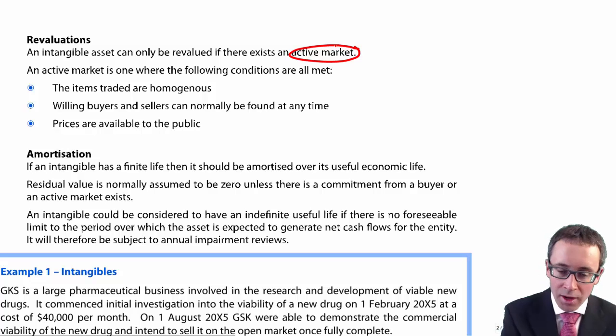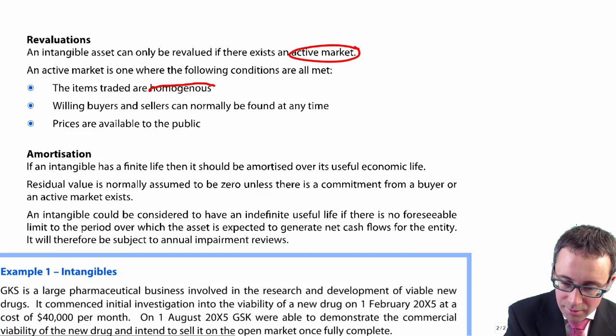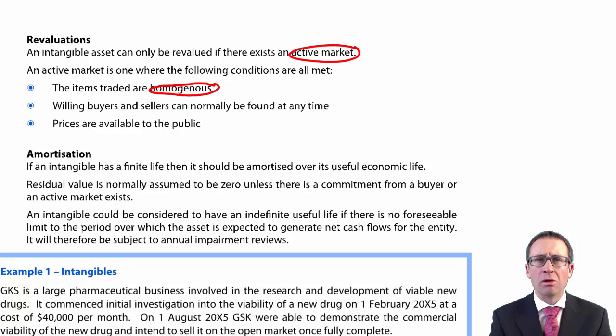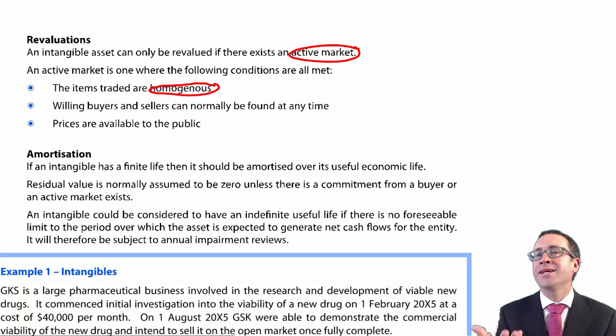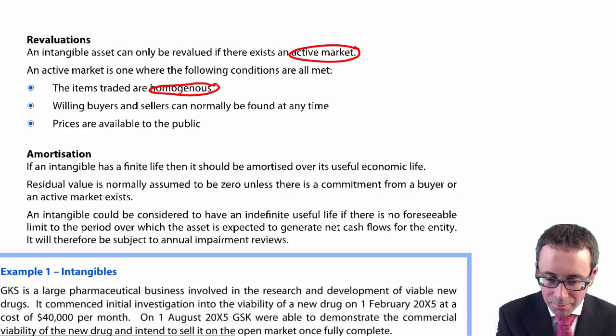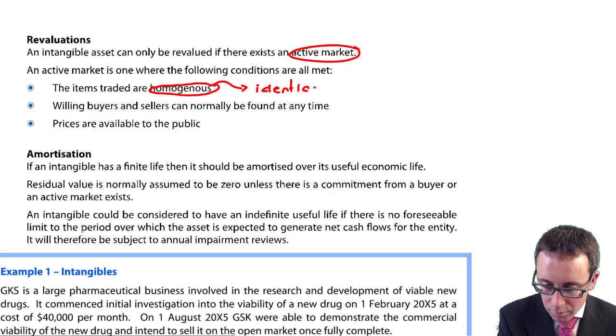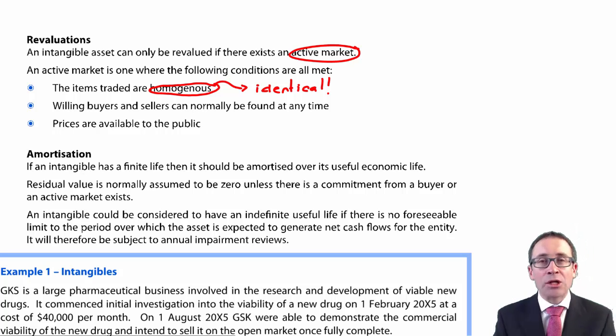Essentially, an active market is where the items traded are homogeneous. What a ridiculous word that is. I thought it was meant to be an international accounting standard. How many of you out there in the world, away from the native English speakers, know what the word homogeneous means? Speaking a bit of French, I don't know whether homogeneous is the same, but I wouldn't have a clue. But homogeneous, to you and I, to keep it simple, is identical. Okay, they are exactly the same.